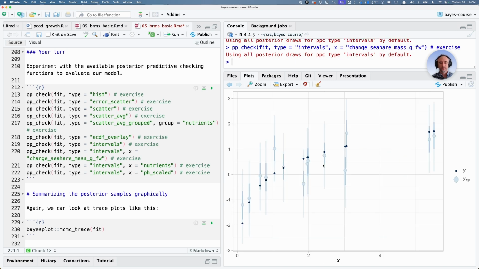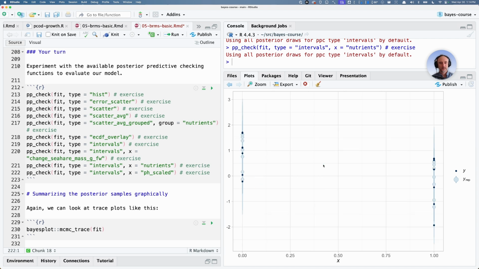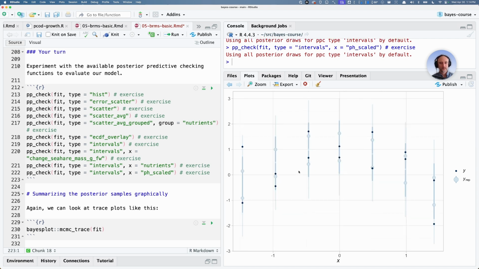These ones are probably particularly useful in this case. Let's look at this one here. So I've got my predictor x on the x-axis. On the y-axis, I have y or y rep. So this is log of the mass change and log of the mass change replicate. And they've been turned into dots and line segments.